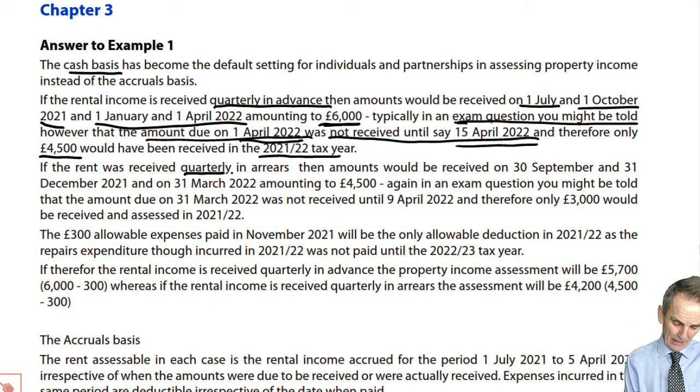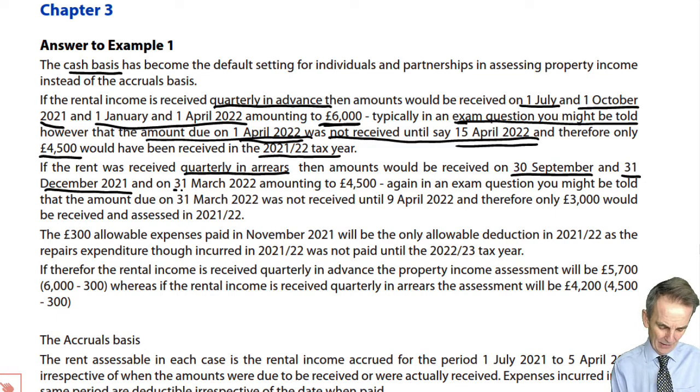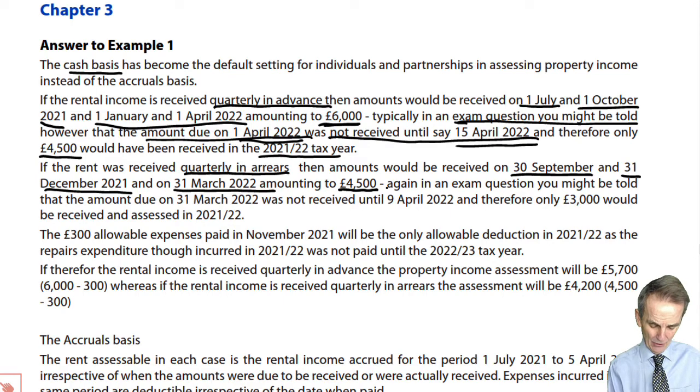If we've been dealing with quarterly in arrears, then again, as we said on the introduction to the question, that means at the end of the first quarter, the 30th September, and then the 31st of December 2021, and then just the 31st of March 22. That's three of your four quarterly payments, and that would amount to £4,500.